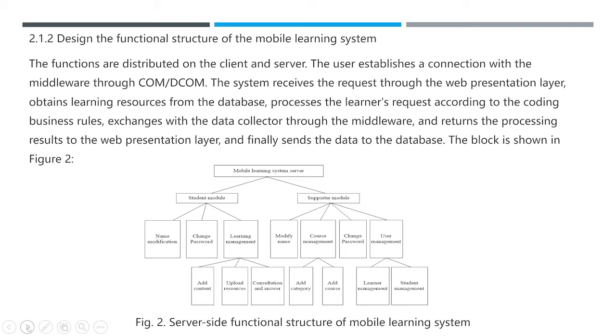The system receives the request through the wide presentation layer, obtains learning resources from the database, processes the learner's request according to the coding business rules, exchanges with the data collector through the middleware, and returns the processing results to the wide presentation layer, and finally sends the data to the database. The block is shown in Figure 2.